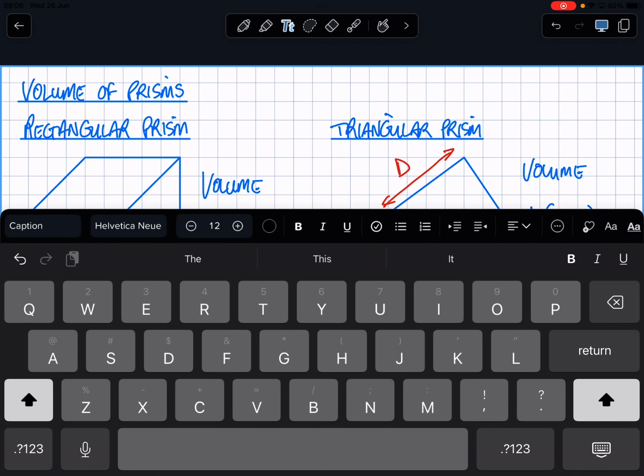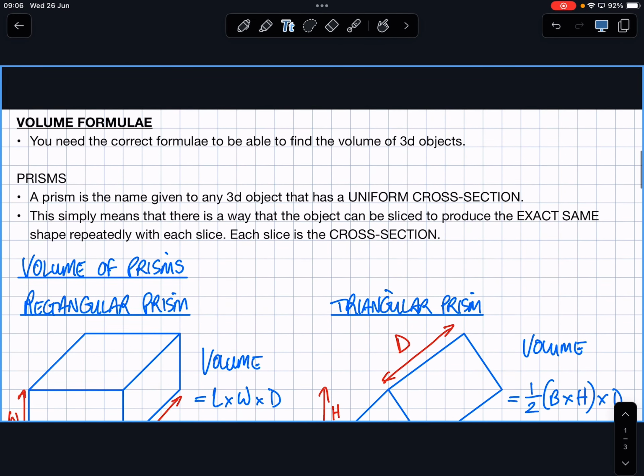All right, recording now. Let's do the lesson on volume formula. You need the correct formulae to be able to find the volume of 3D objects.